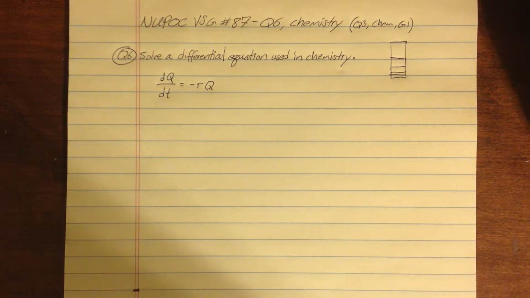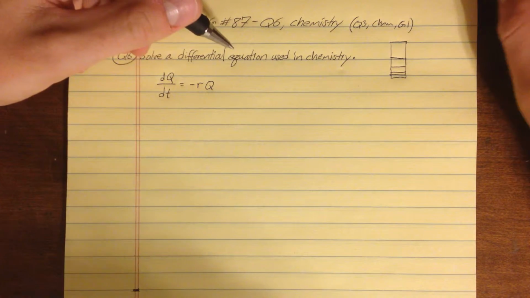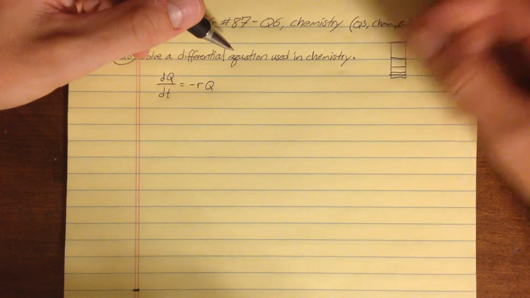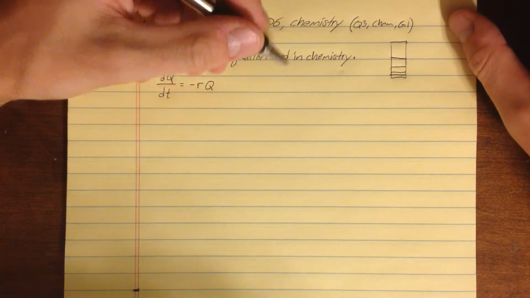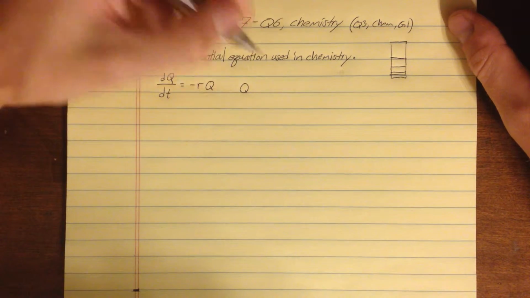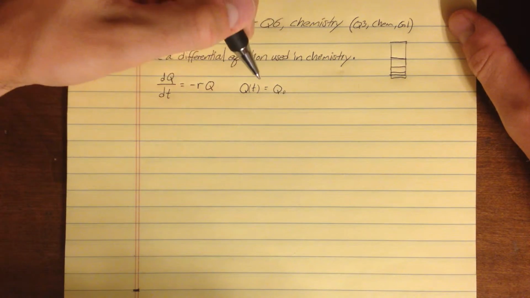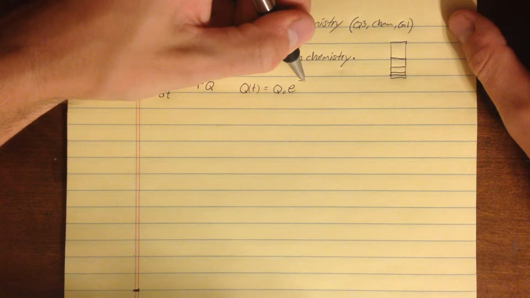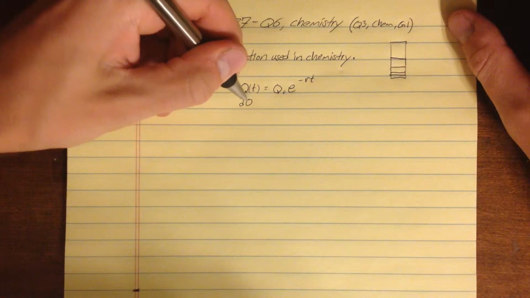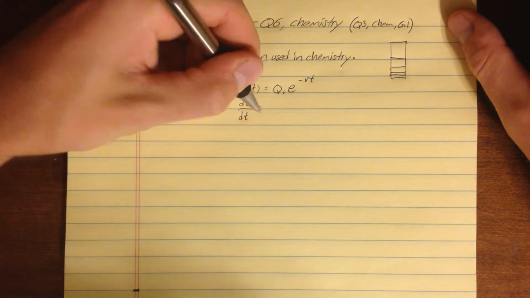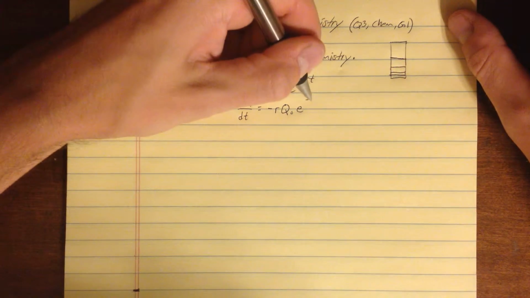So anyways, if we want to go ahead and solve this, like we've done with a bunch of our examples in the differential equation section, we're just going to make an assumption about the form of Q. So Q, which is a function of time, we're going to say is equal to some Q naught, some initial value, times e to the minus rt. That way when we take dQ/dt, we get minus r Q naught e to the minus rt.